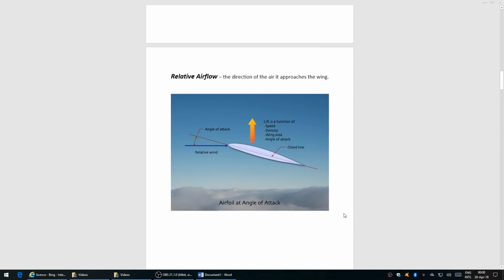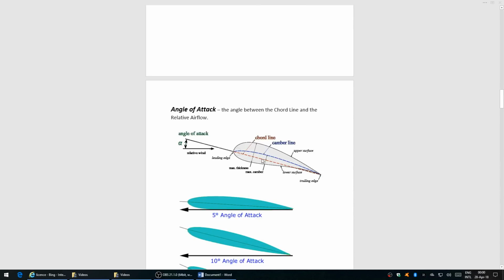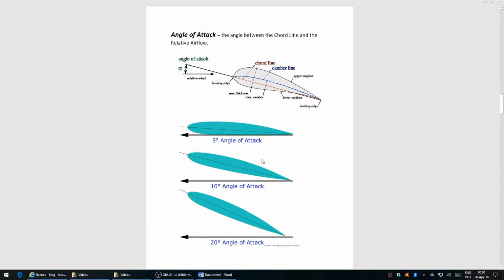The relative airflow is the direction of the air as it approaches the wing. So effectively it is the opposite direction to which the aircraft is flying. You can see this blue line represents the relative wind. This is the wing, and there is the chord line. The next point is the angle of attack, and this is the angle between the chord line and the relative airflow. You can see this red dotted line represents the chord line, and this arrow represents the relative wind, and this angle is the angle of attack.